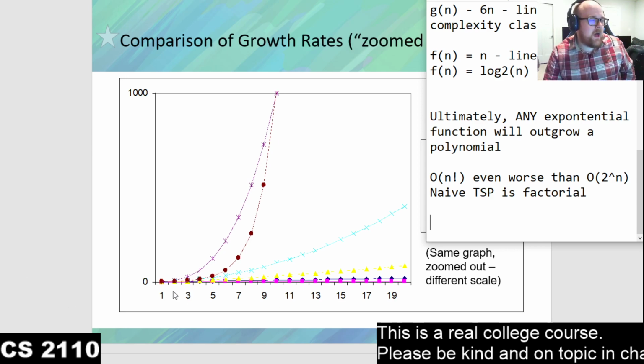What are the x and y axes? So the x-axis is n. It's the size of the input. The y-axis is the number of operations, roughly equivalent to time, though not exactly.